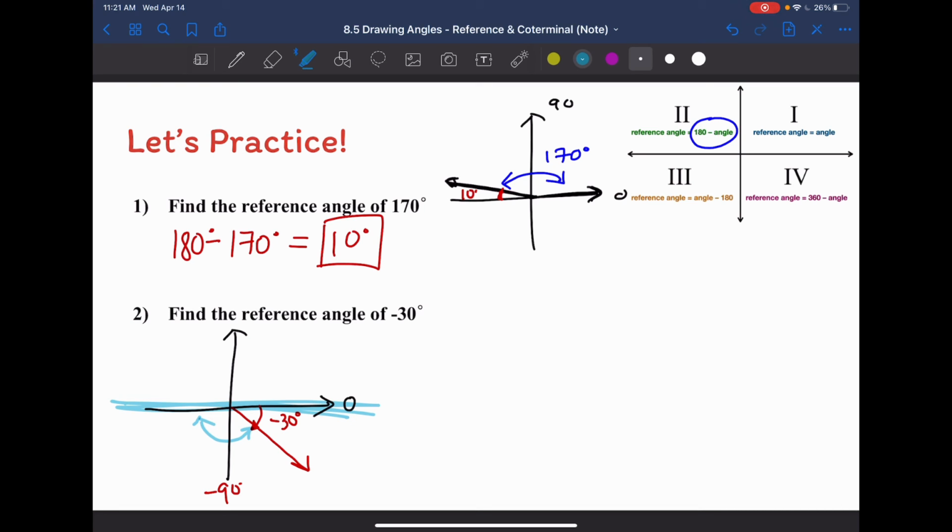Whenever we were dealing with the first quadrant, whatever the angle given there was our reference. So since 30 is way smaller than 150, because the straight line has to be 180 degrees, negative 30 will be your reference angle. Just make sure the reference angle cannot be negative. So just take the absolute value. So the reference angle of negative 30 degrees is just a positive 30 degrees, okay?